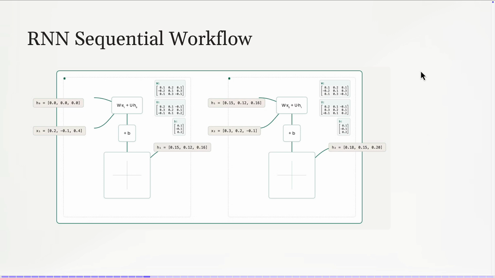It's basically the same as a perceptron. In a perceptron, we have Wx plus b and a non-linear function. But here we have Wx plus Uh, where you include the hidden state, and finally the non-linear function.